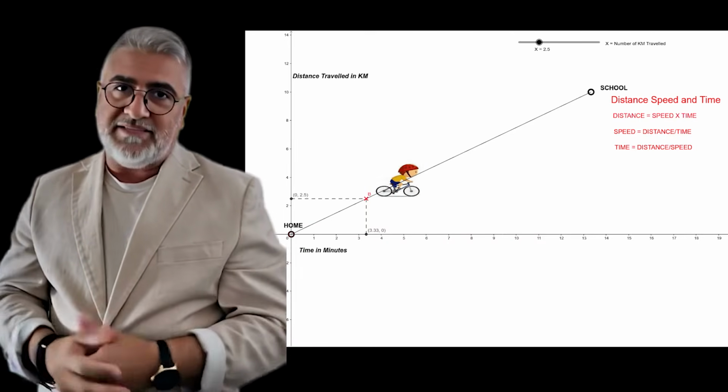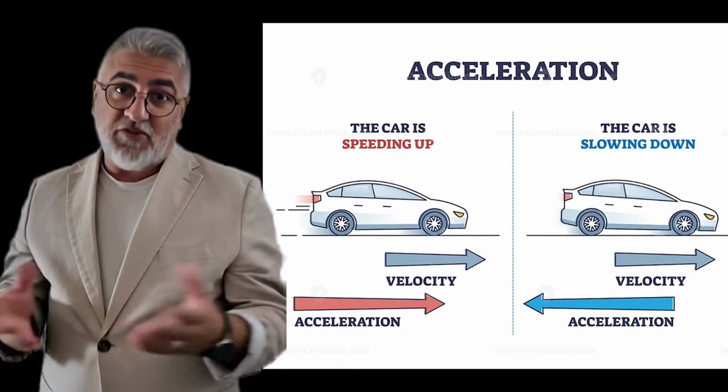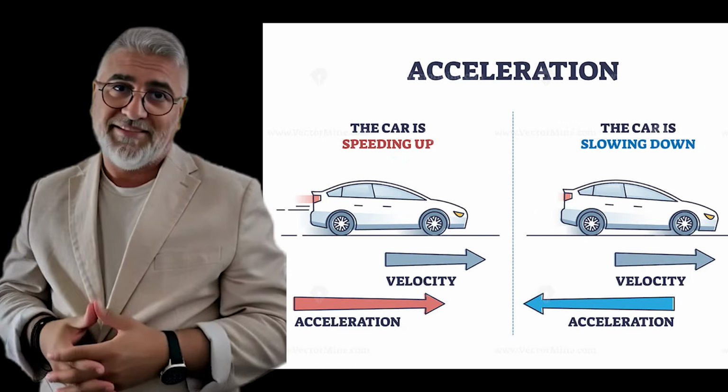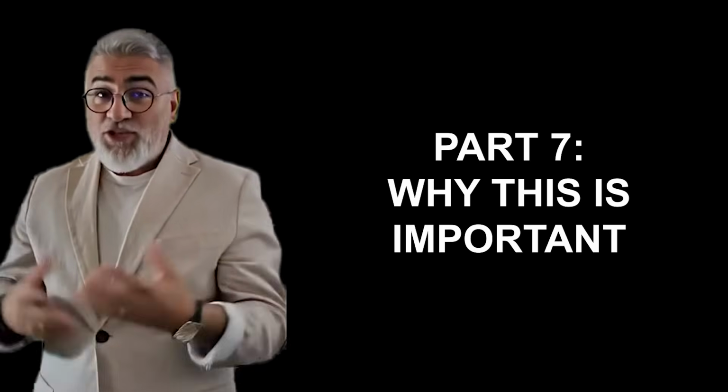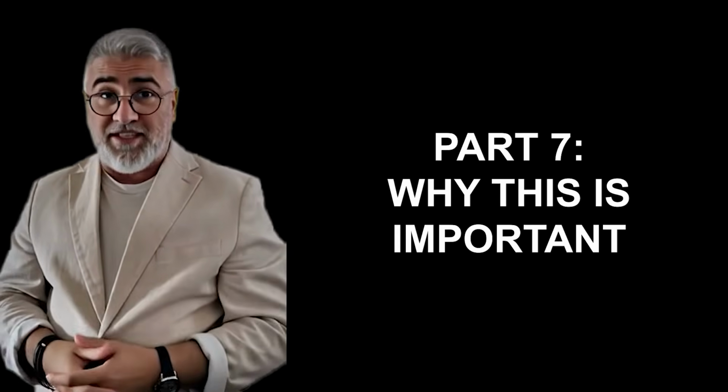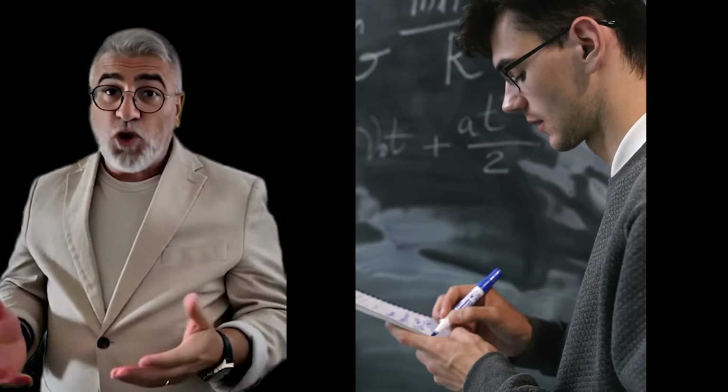Speed comes from length and time. Acceleration comes from speed and time. Force comes from mass and acceleration. Physical quantities are the language of physics. They help us describe nature clearly. They help us compare results. They help us solve problems.